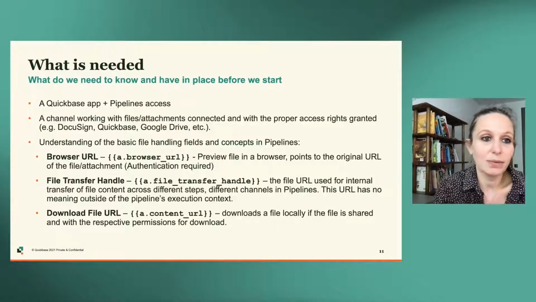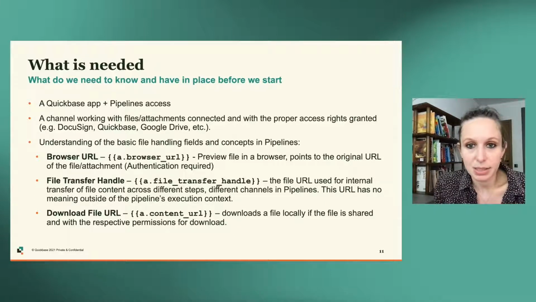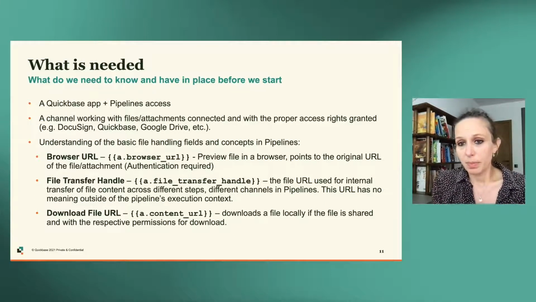What do we need in advance? We need a Quickbase app with pipelines access. An example app similar to the one that I'm using in the demo, you could find and download from Exchange. We need a channel working with files and attachments connected with the proper access rights, be it DocuSign, Quickbase, Google Drive.